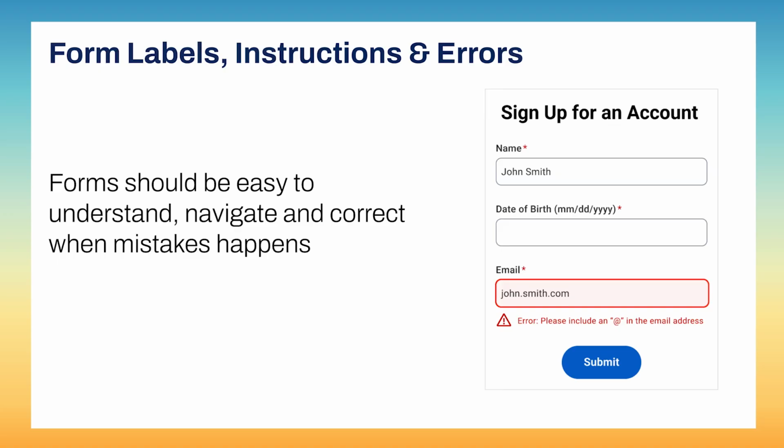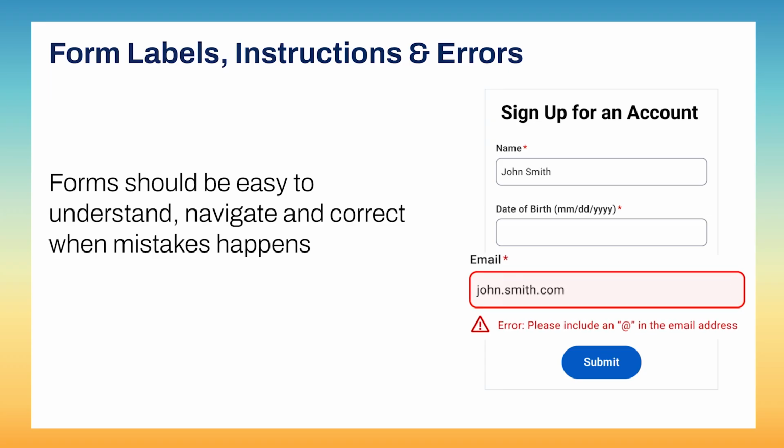Next, let's talk about form labels, instructions, and errors. Forms are often where accessibility fails. Users will be blocked from completing a form if the form fields lack labels and clear instructions. Furthermore, without meaningful error messages, users will be unable to identify and fix errors to successfully submit the form. Forms with clear labels, instructions, and error messages reduce anxiety and help users with cognitive disabilities complete tasks successfully.